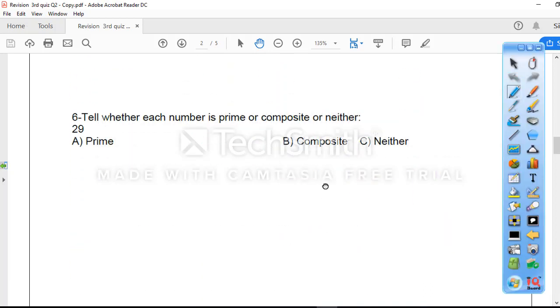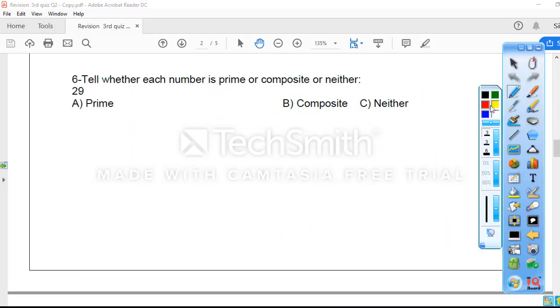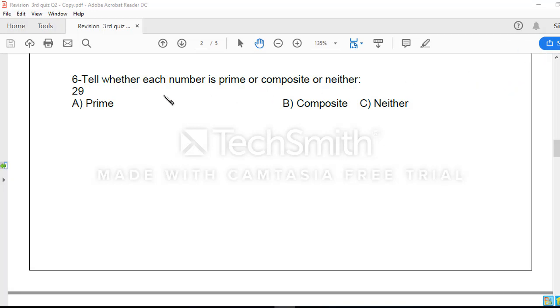Next one, question number 6. He's asking about the 29. It can be prime or composite.